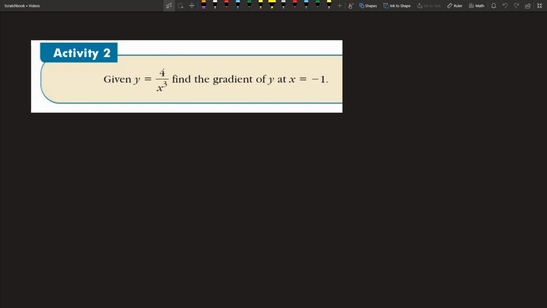Activity 2. Given that y is equal to 4 over x cubed, find the gradient of y at x is equal to negative 1. What do you mean by gradient? Gradient is the derivative. Gradient of y is the derivative of y, right?